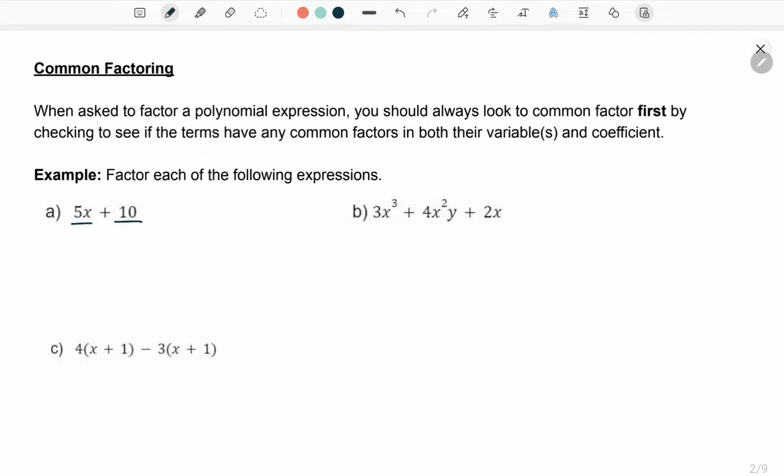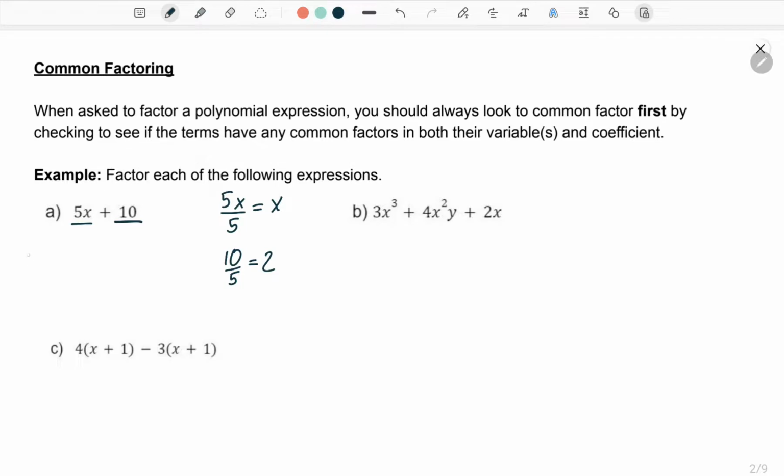So we have 5 and 10. So something like the number 5 itself, 5x divided by 5, that's able to be done. And 10 is able to be divided by 5. So you can divide both the terms by 5, and I'll just write the answer to that. 5x divided by 5 is just x.